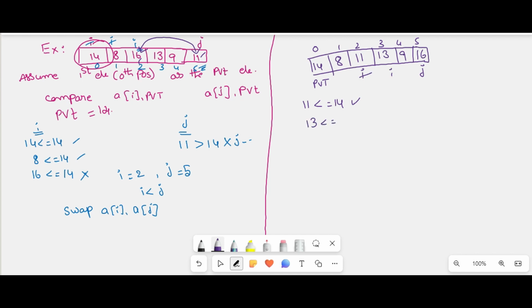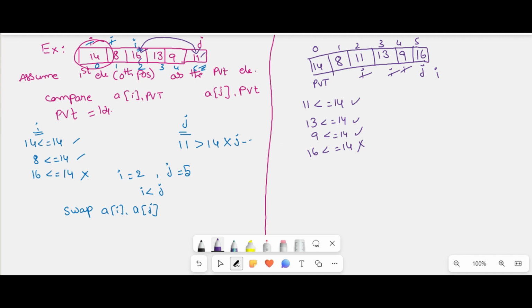Next, 13 less than or equal to 14? Yes, satisfied. Increment I. 9 less than or equal to 14? Yes, it is satisfied. Increment I. 16 less than or equal to 14? Not satisfied. So I is present at the 5th position and will be stopped.